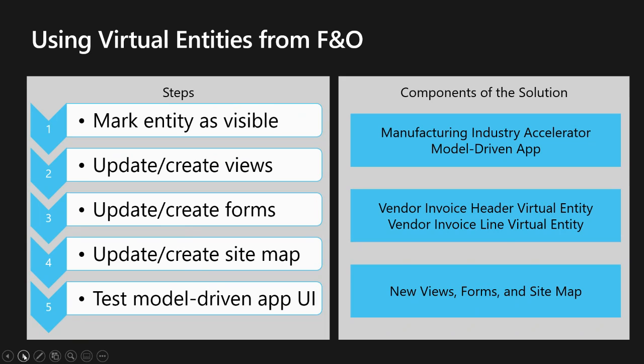And then for each of the entities, I make new views, forms, and then I go and update my sitemap. And then when I'm done, I can test the app. You'll notice it's a little bit more simple. There's not as many steps to do here because once you enable the virtual entity, it's there and you're good to go.